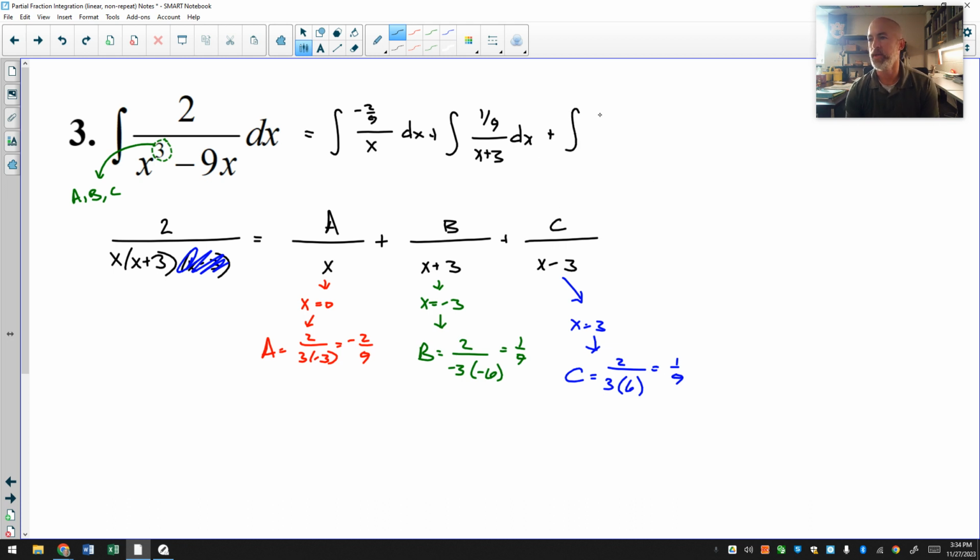Plus C, which was 1/9, all over x minus 3. And now we have those 3 antiderivatives. In these cases where you have linear non-repeating terms, they'll always end up being a natural log. That's kind of convenient in the BC context. Again, when you get to college and in more complicated problems, be ready for other integration techniques. But in all 3 of these, you can take these constants out, make that negative 2/9 times the antiderivative of 1 over x, plus 1/9 times the antiderivative of 1 over x plus 3, plus 1/9 times the antiderivative of 1 over x minus 3.